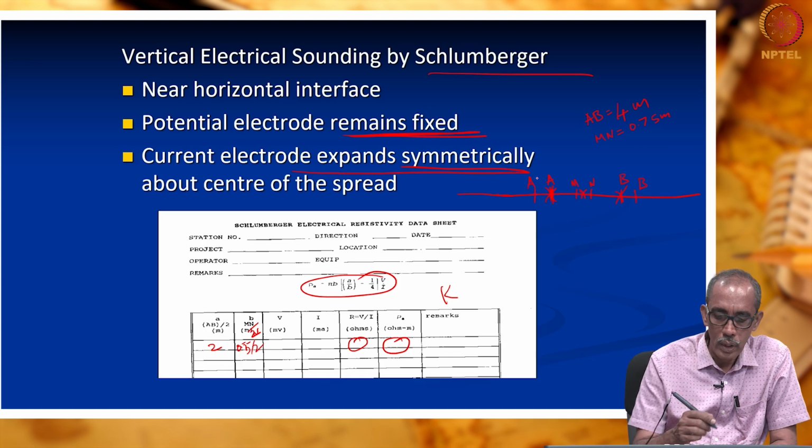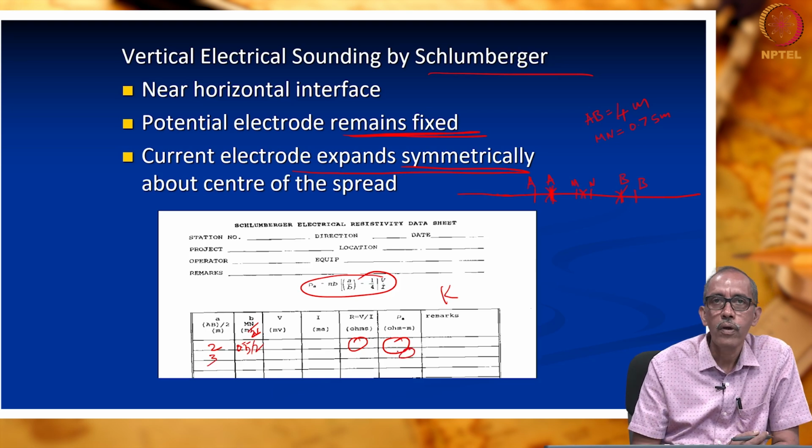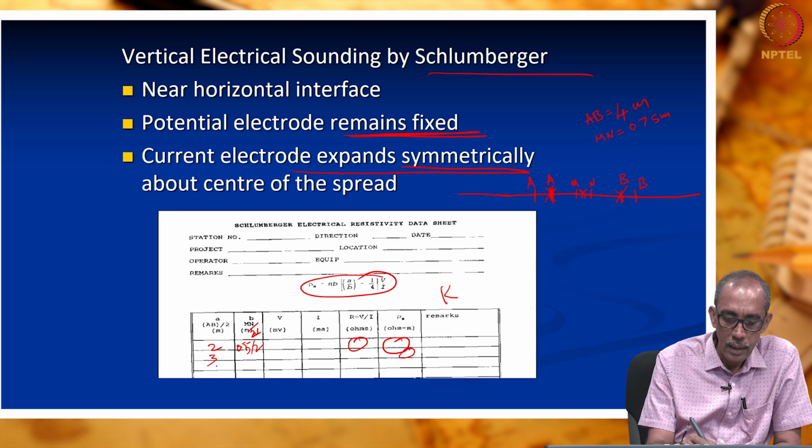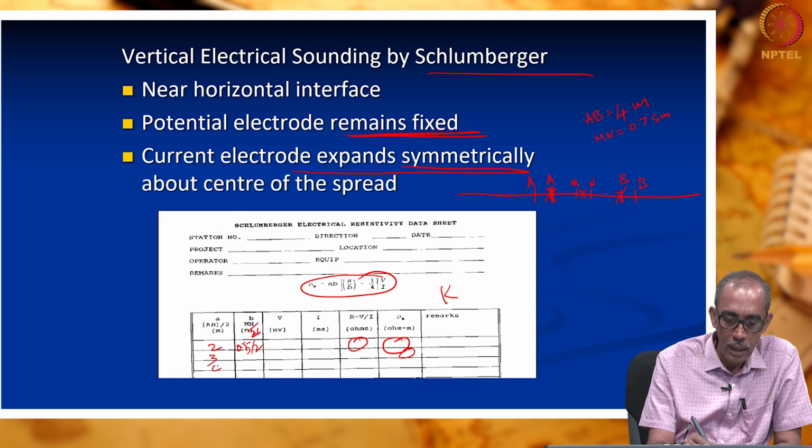A new location. So, now let me say AB by 2 is now maybe at 3 meters. I am getting a new value of rho A. Then changing AB by 2 to 4 meters, but MN by 2 is at the same distance. What distance? 0.75 by 2.